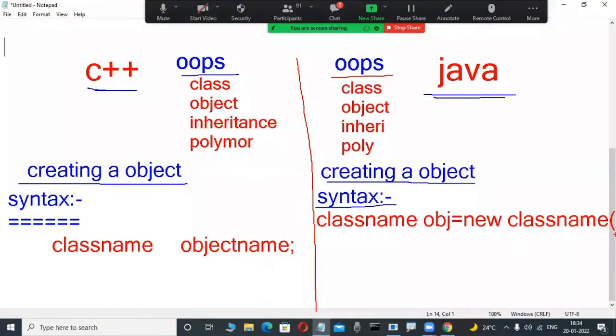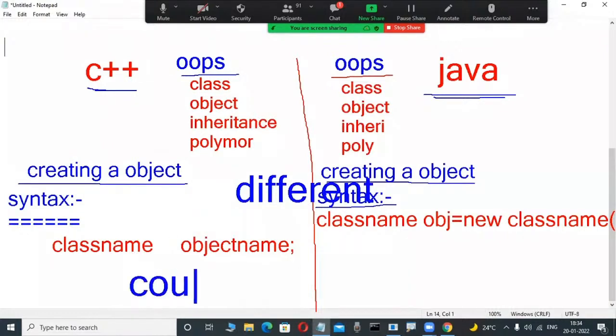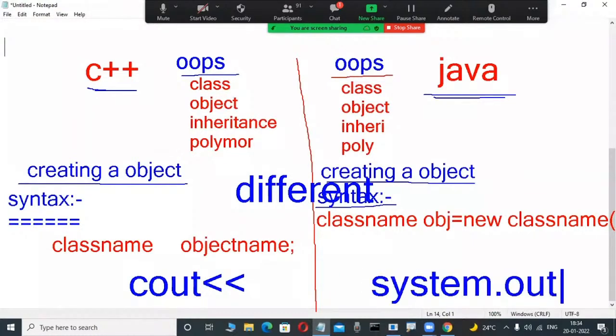Yes, observe here. Are these two languages syntactically different or the same? Different. Syntactically different, but conceptually the OOP concepts are the same. Functions are also totally different. Suppose in C++ I want to display output, cout is a function for streaming output. And in Java, what is the function? System.out.println. That's why they are syntactically different.